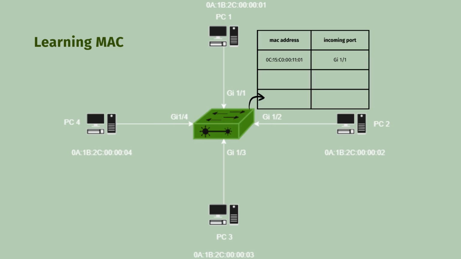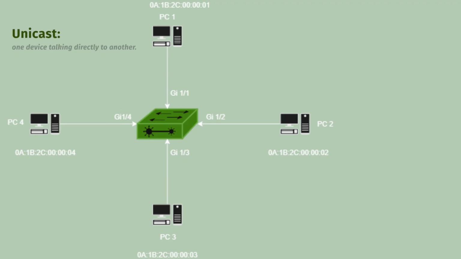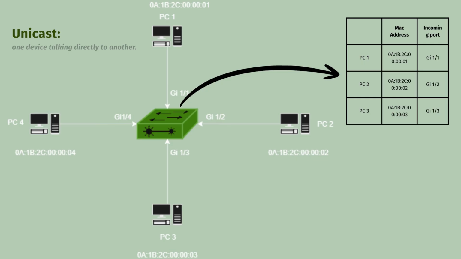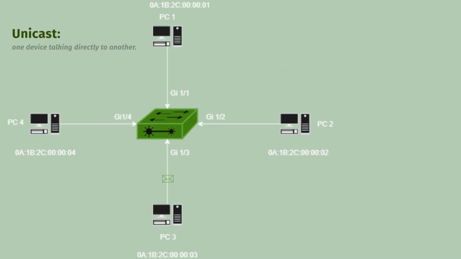For the switch to forward data to the right destination, it checks for the destination MAC address in the MAC address table. Now, let's discuss some important terms in relation to forwarding data on a switch. The first one is unicast. This means one device is talking directly to another device. For instance, PC1 is sending a packet to PC3. The switch knows where the MAC address is since the entry exists in the MAC address table, so it just forwards the frame directly to that port.